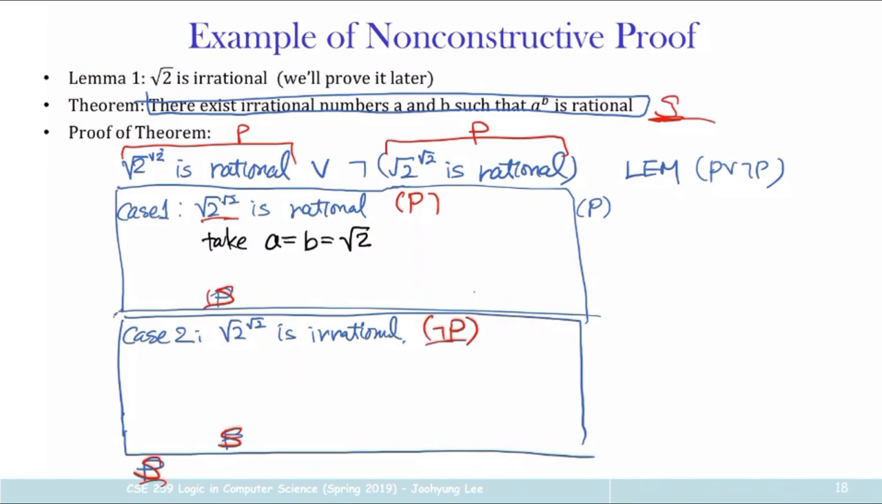First, are a and b irrational? Yes. Why? By lemma 1, right? How about a to the power b? Is it rational or irrational? A to the power b.